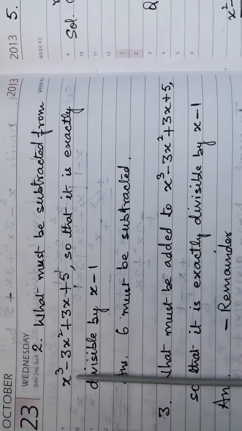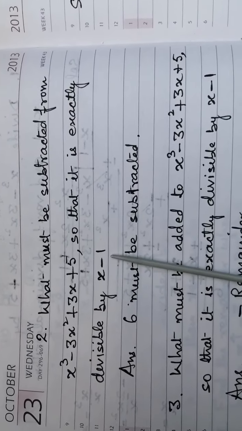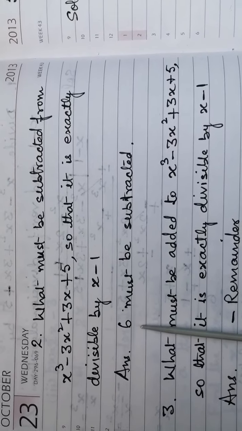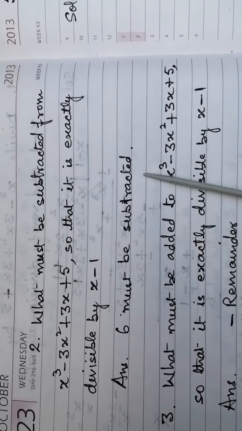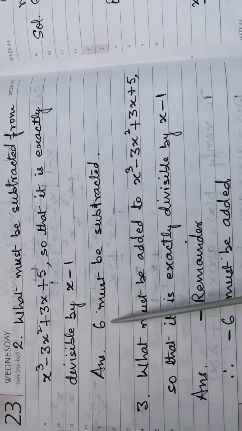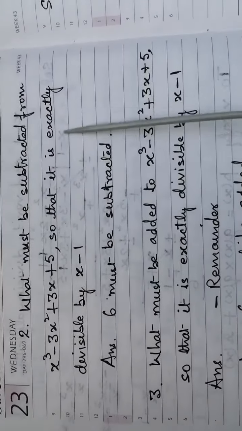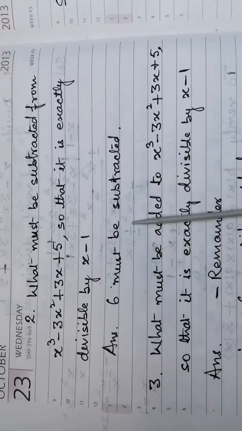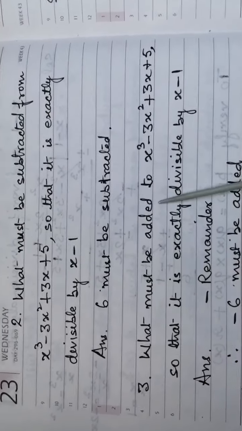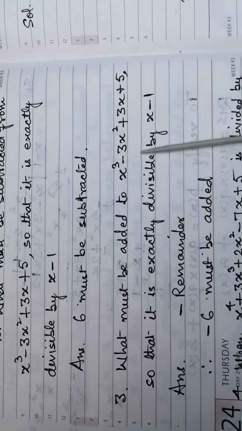So divide this by x minus 1 as we have done in the question just now. There the remainder was 6. So the answer will be 6 must be subtracted, right? You don't have to write it directly. You have to show the whole division and this will be the answer. Finally, you can write. And next is what must be added to, same question I am taking.